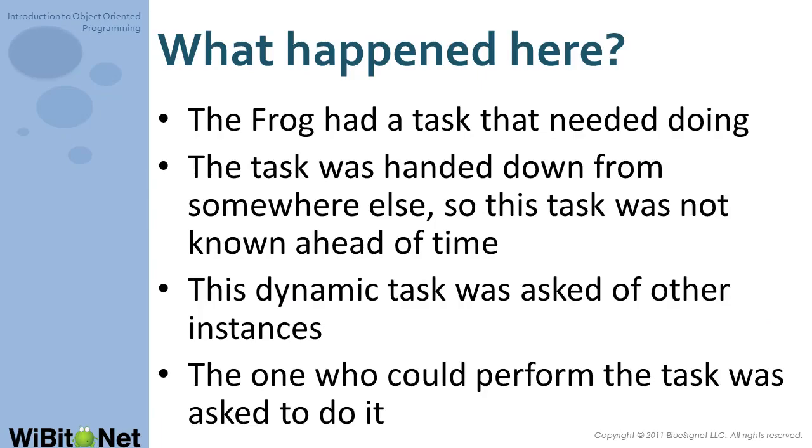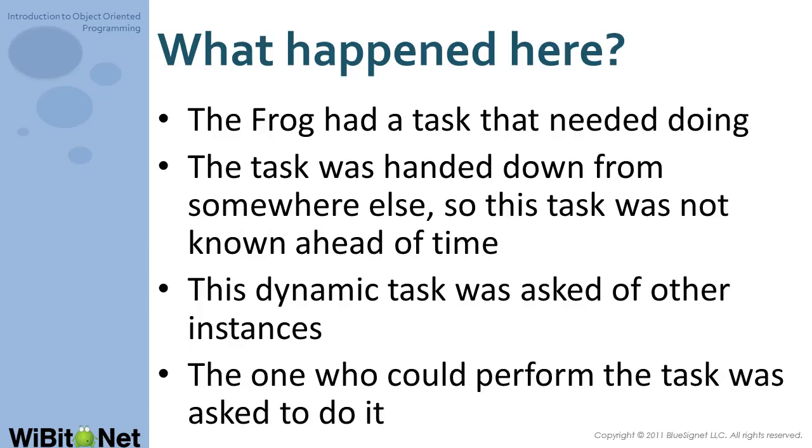So the frog had a task that needed doing, and the task was handed down, and he did not know this ahead of time. This dynamic task was asked of another instance to do, and once he found the instance that could perform it, he got the response, and then he responded back to the calling code.